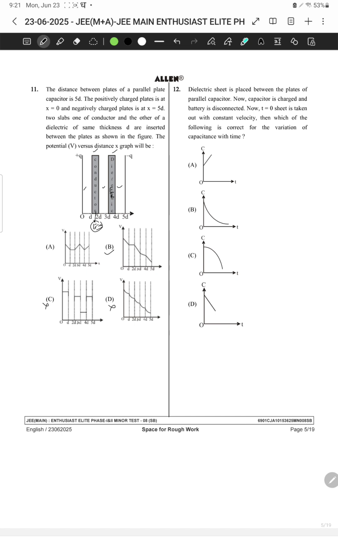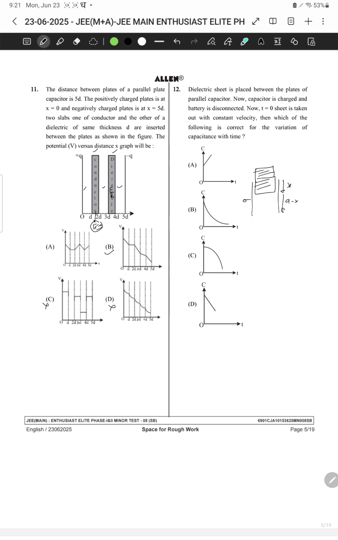Question number 12. A dielectric sheet is placed between the plates of a parallel plate capacitor. Now the capacitor is charged and the battery is disconnected, and the sheet moves at constant velocity. So here you need to find the capacitance, where some part of the dielectric is inside and some part of it is outside. So you need to find the capacitance of this capacitor here.